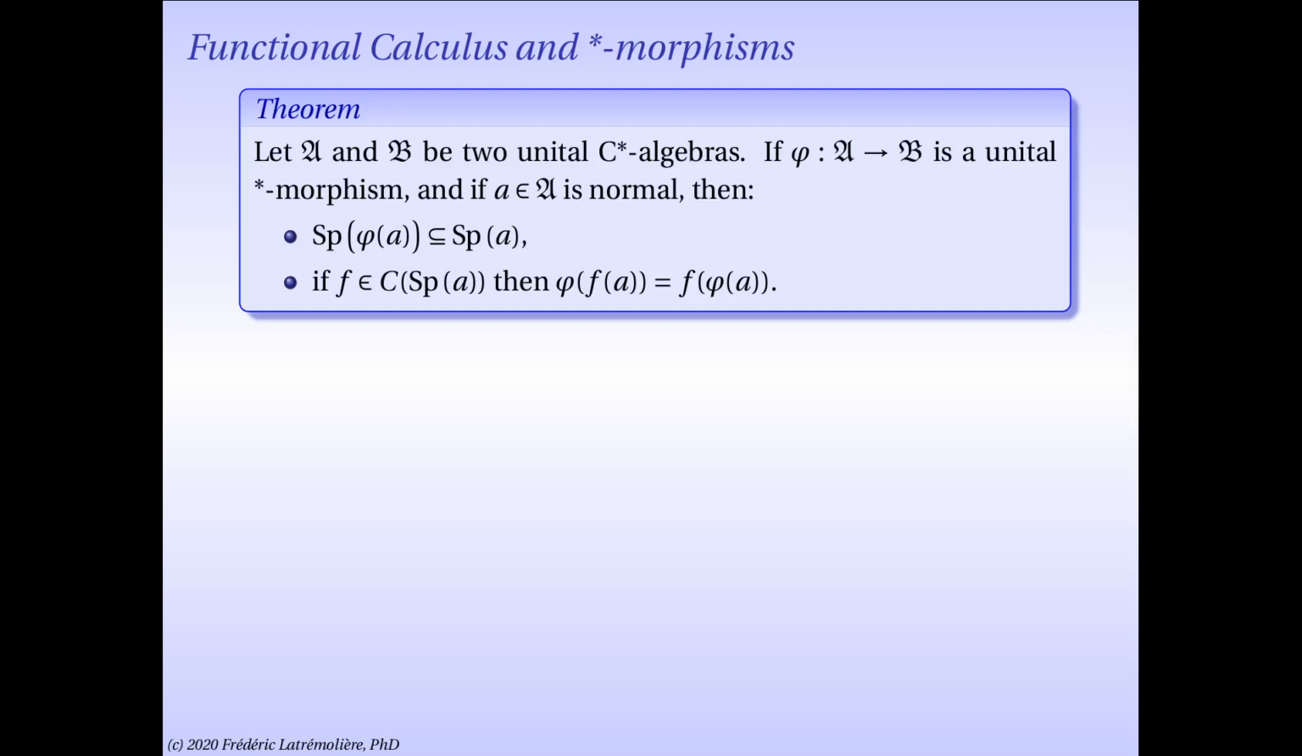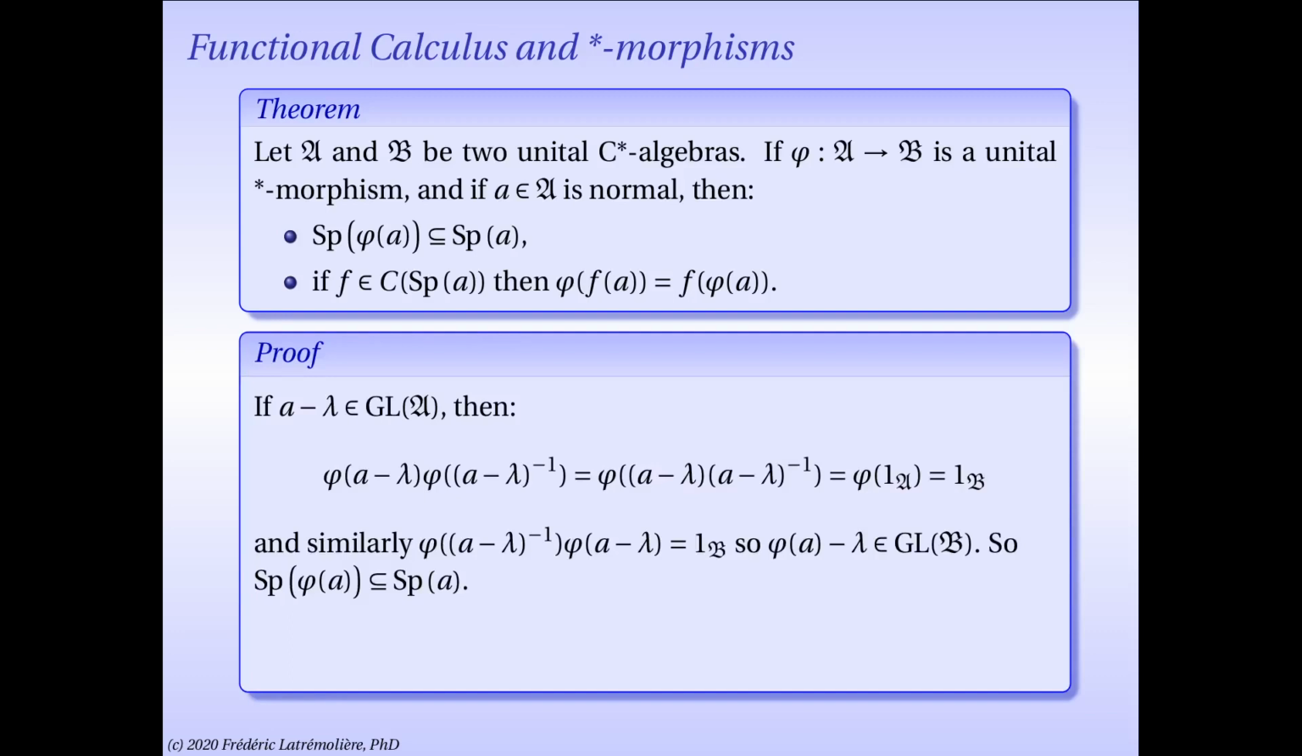And with this observation in mind, if f is continuous on the spectrum of A and complex valued, then applying your unital star morphism to f of A gives you the same answer as having applied f to the result of applying your star morphism to A. So as you see, the functional calculus and the star morphism sort of commute in some sense here, and this makes sense because of the inclusion between spectra. So if you take a continuous function over the spectrum of A, you can restrict it to a continuous function over the spectrum of phi of A. So everything I've written here is actually meaningful. So let's prove this result.